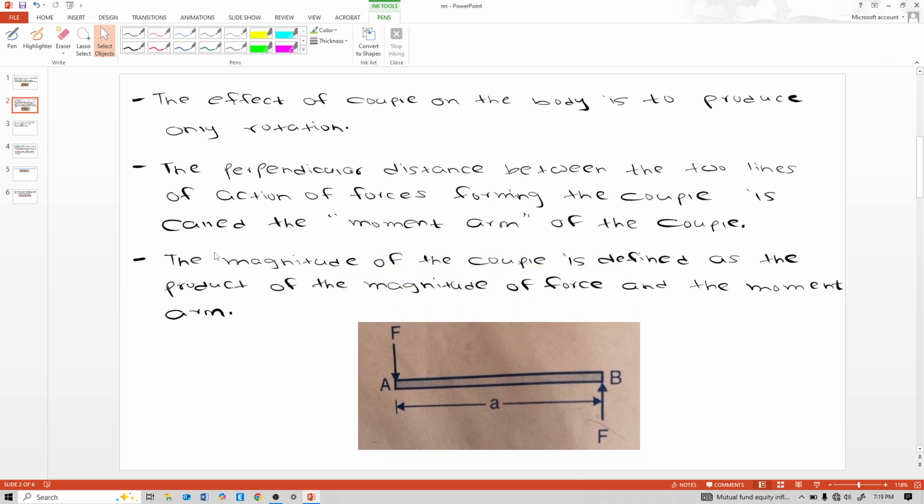So the next bullet point is: the perpendicular distance between the two lines of action of the forces forming the couple is called the moment arm of the couple. So here, the perpendicular distance between the two lines of action of forces. See, this one force's line of action is this, and this other force's line of action is this, and the perpendicular distance between them is this distance A. So this A is nothing but the moment arm.